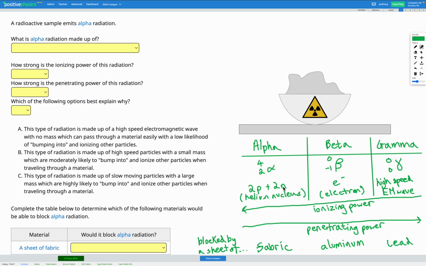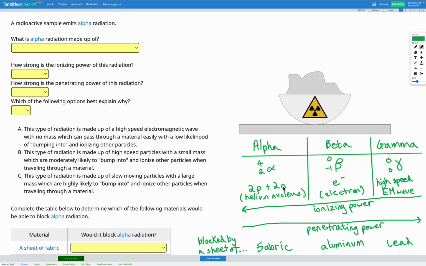Whereas a beta particle, which is an electron, which has a very small mass and a high speed, that's moderately likely to bump into and ionize another particle. Gamma rays, however, is a high-speed electromagnetic wave with no mass. So that is going to easily pass through materials without hitting any of the particles or atoms in there. It's unlikely to ionize them. So alpha has the strongest ionizing power and gamma has the weakest.